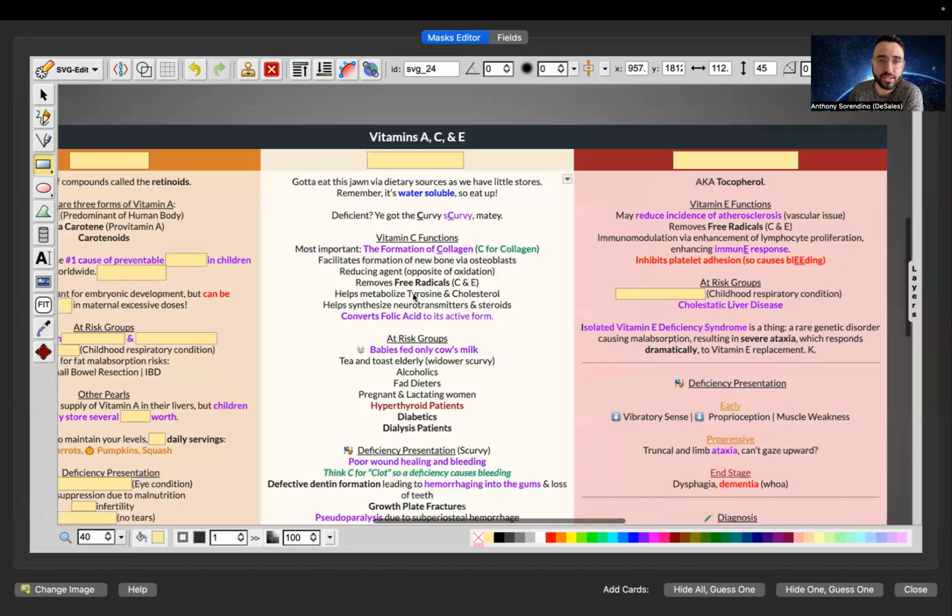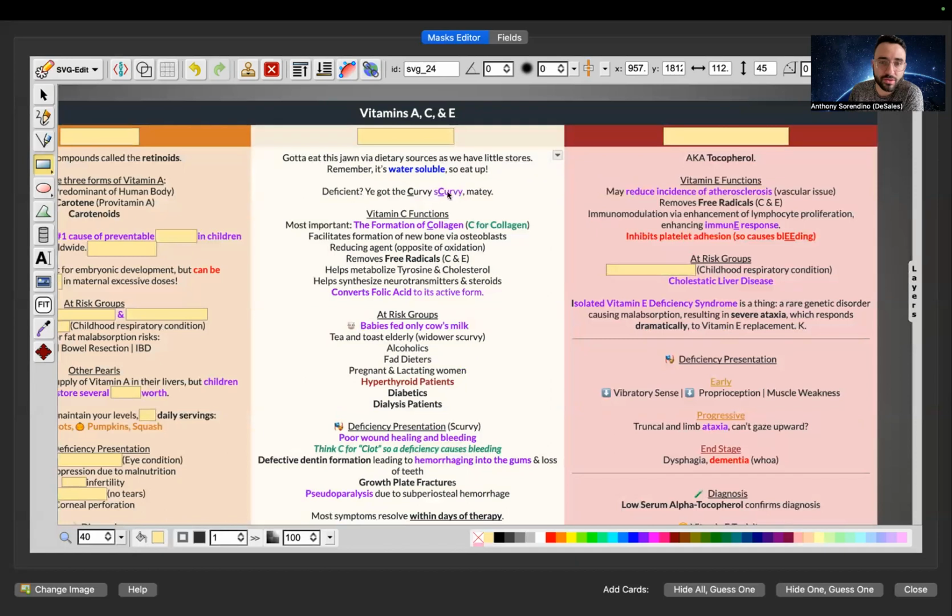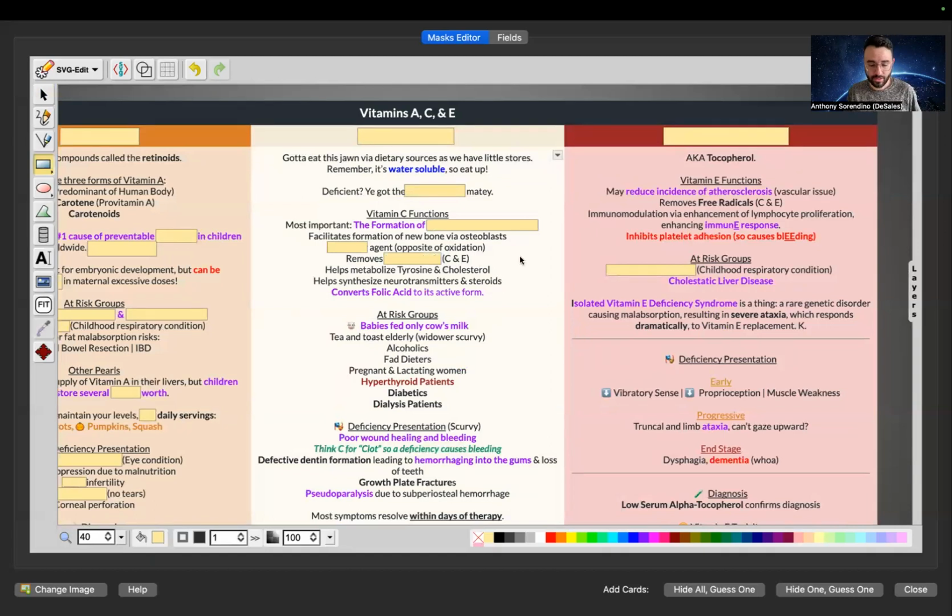All right, let's move on to C. Deficient, you get scurvy, matey. Most important, formation of collagen. It's a reducing agent. I could see that being a question, although reducing and antioxidant, I think, are kind of the same thing, and that's why both of these remove free radicals. So we're going to say removes free radicals here and there. Link those together.